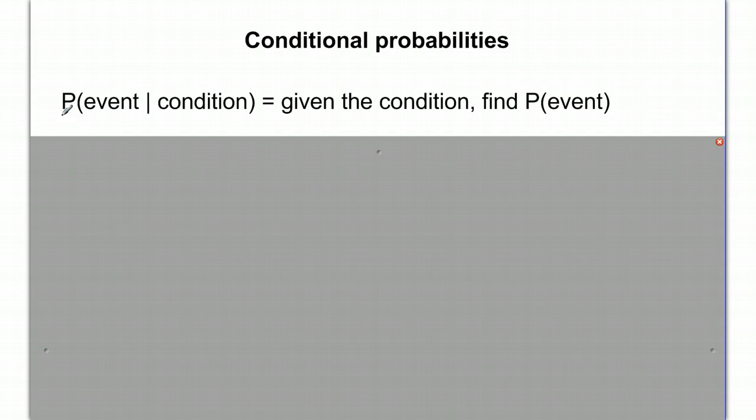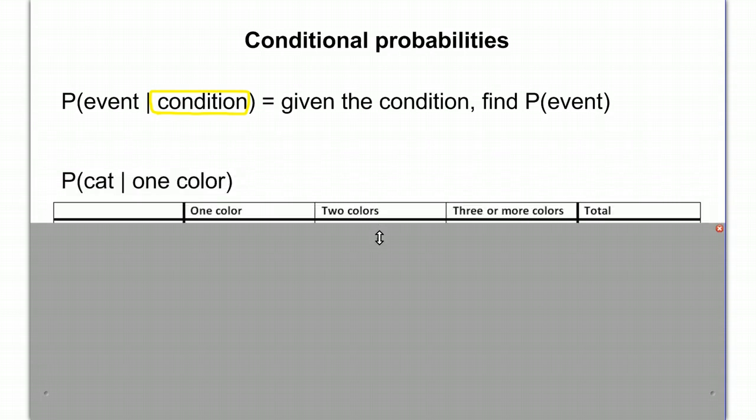Conditional probabilities. The probability of some event given some condition. And usually when we work with these, I think the easiest way to work with them is to work backwards, to take your condition and deal with that first. Then it's a lot easier to figure out the probability of whatever you're trying to find.